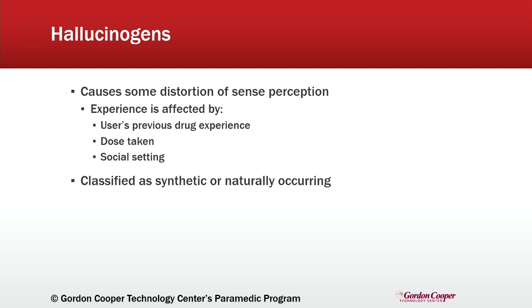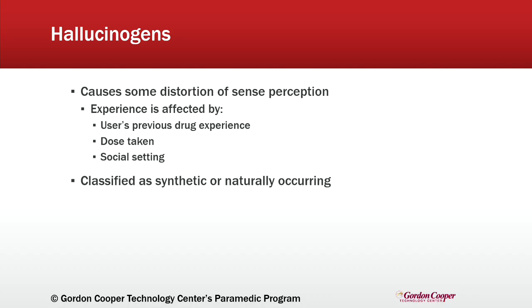Hallucinogens are substances that alter perception, impair judgment, and can cause users to see or hear things that aren't actually there. These effects can vary widely, even for experienced users. Several factors influence how someone responds to hallucinogens, including their past use, the dosage they've taken, and the setting in which the drug is used.